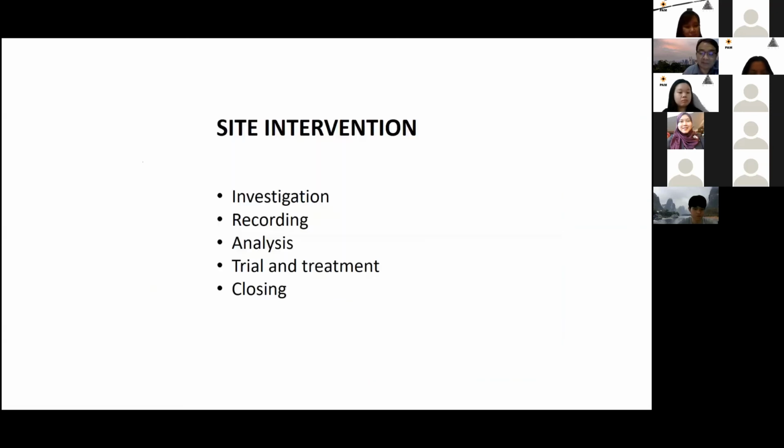So the final one is site intervention. That means you go on to the site now. But you still do investigation because physically you're now on site. You remove more of the things, so you learn more. At the same time, you do all the recording before, during, and after, and then you do further analysis, the trial and treatment. So the conservator will then recommend what kind of treatment is best. For example, if there is lichen, we recommend what kind of chemical is best to clean it out, to kill it totally so that it will not grow back again in the next few years. Then closing means once you finish, you close it up. Okay.